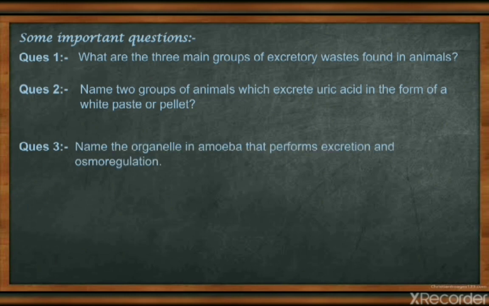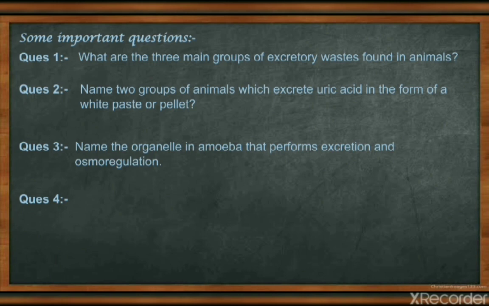Question number 3, name the organelle in amoeba that performs excretion and osmoregulation. Excretion will be done by the contractile vacuole. Excretion and osmoregulation are also done by the skin, which means the body surface, because amoeba is a unicellular organism. Okay, one cell carries out all the functions. So excretion, respiration and other activities are done by its skin, and basically excretion and osmoregulation are done in 2 ways, that is contractile vacuole and skin.